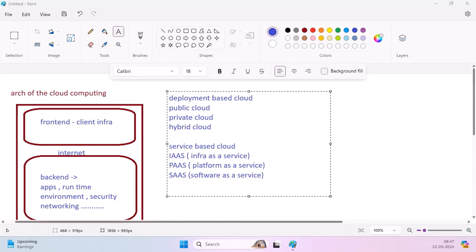And then we have software as a service. Software as a service is a software distribution model in which applications are hosted by a service provider and are made available to customers over the internet. SaaS eliminates the need for organizations to install and run applications on their own computers or data centers. Examples include Google Workspace, Microsoft Office 365, and Salesforce. And so this is pretty much the explanation to all this.